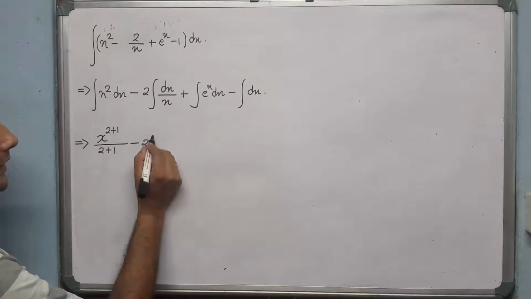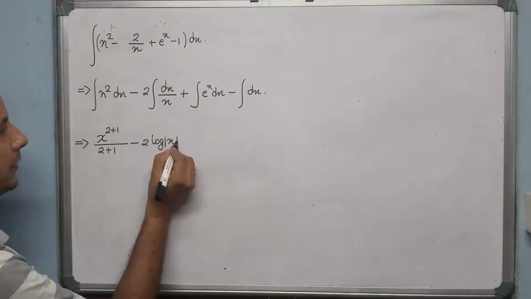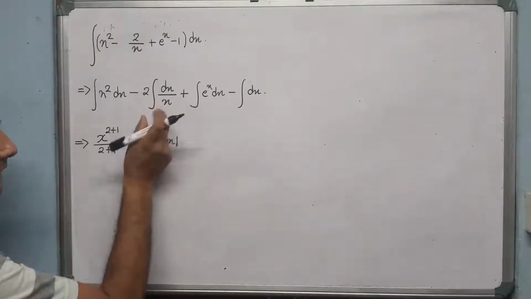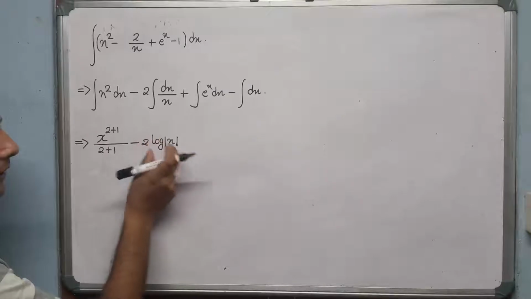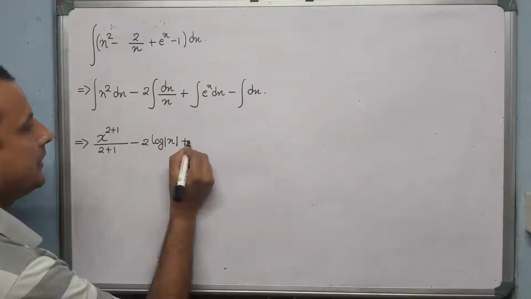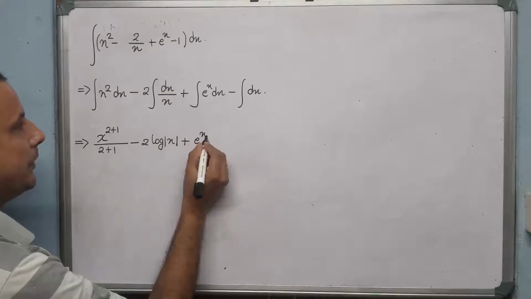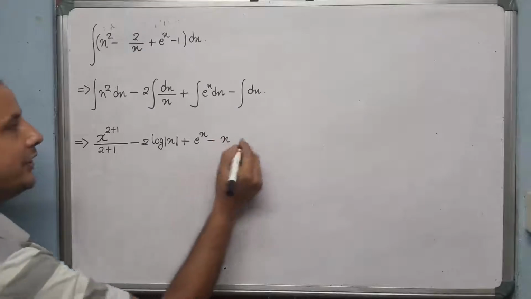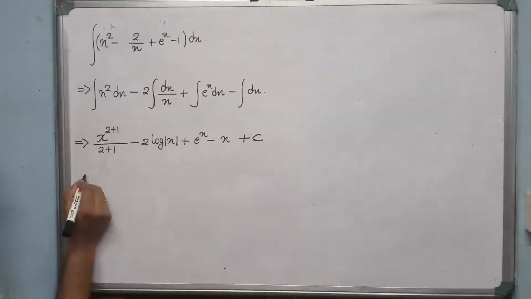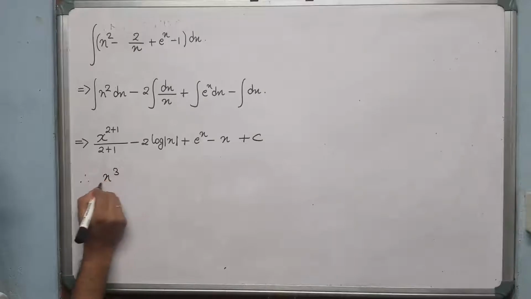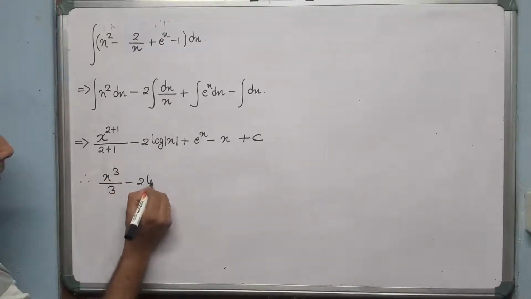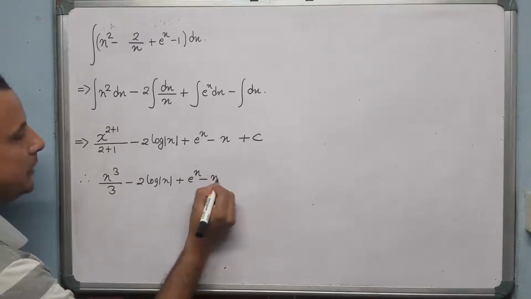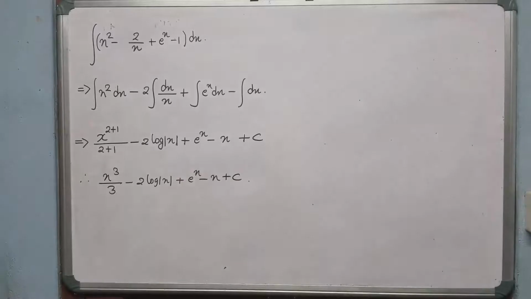Integration of dx over x is log of mod x. This mod represents that the quantity within the integration, after integration, the variable is positive. Plus integration of e to the power x is e to the power x, minus integration of dx is x. Immediately after the integration, you have to put plus c. Therefore, the final answer will be x cubed by 3 minus 2 log of mod x plus e to the power x minus x plus c. This is the final answer.